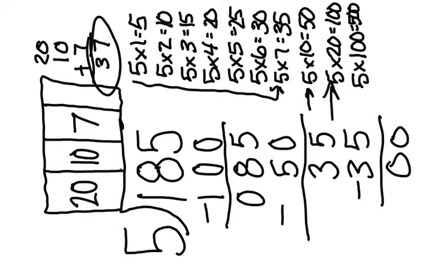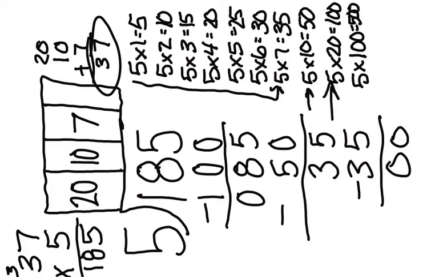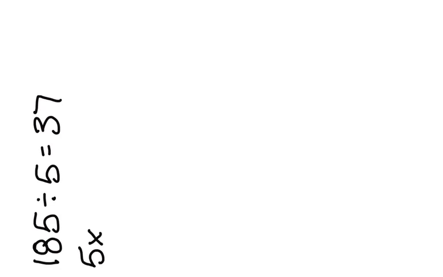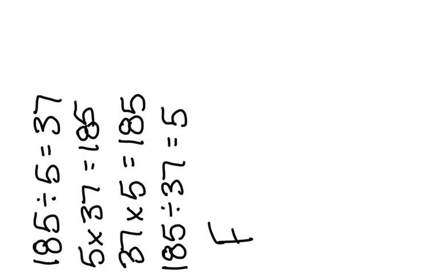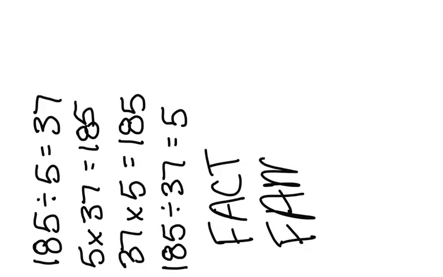Let's check our work. Well, we know 5 times 7 is 35, so we'll put the 5, carry the 3. 5 times 3 is 15, plus 3 is 18. Put our 18, and we get 185. So we know 185 divided by 5 equals 37. 5 times 37 equals 185. 37 times 5 equals 185. Now we have our fact family to check our work.